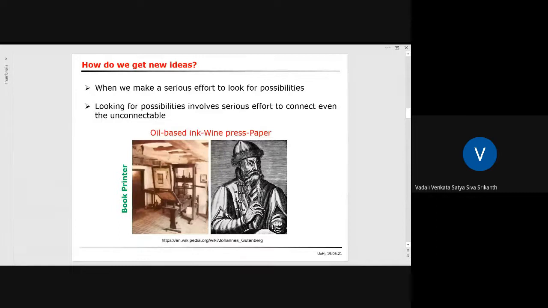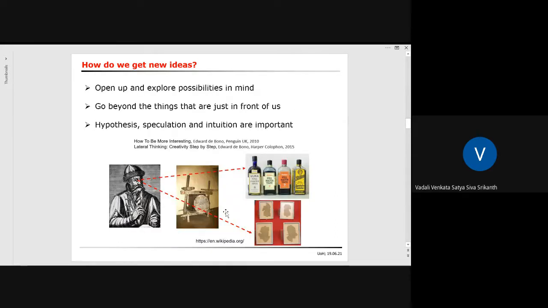And we, of course, with time improved the ink, we improved the press, we also improved the quality of the paper. But this is the first time in the modern era that, because of this connection, because of the serious effort he made in connecting even the unconnectable, we have the printing press. But for this to happen, most of us need to open up and explore various possibilities in the mind at least. Because most of the time we are afraid to discuss our ideas and open up in public. We need to go beyond the things that are just in front of us.